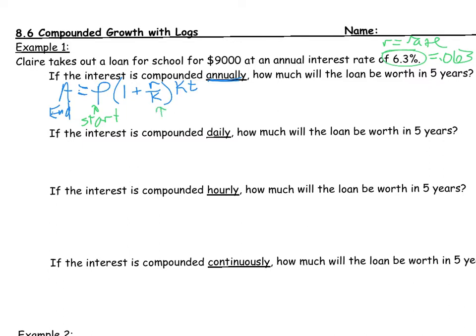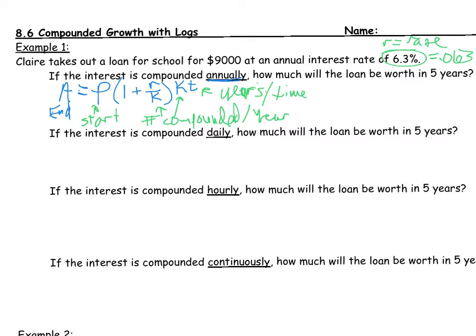K, right here and right here. It's in there twice. That's the number of times it's compounded. K is just the number of times it's compounded per year. So I'll put per year. So if it's compounded annually or yearly, it's only going to be compounded once. And once again, T is just your time in years. So you need to know that.